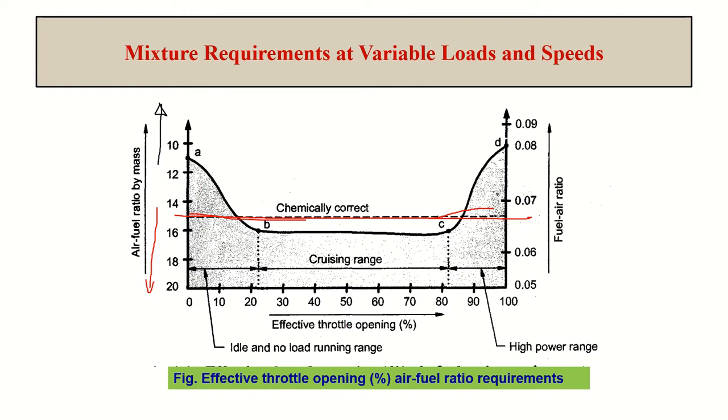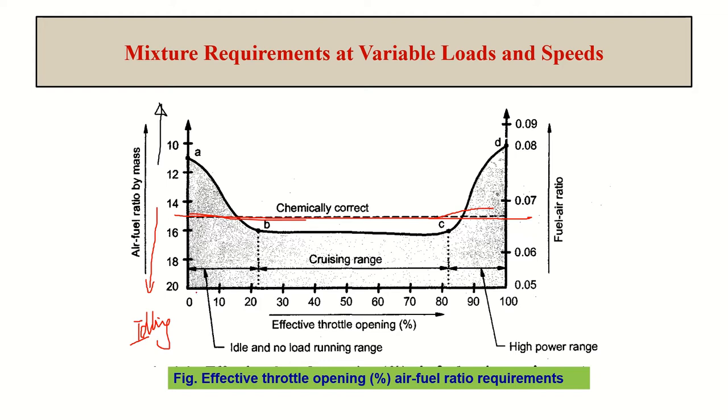Now, this is effective throttle opening. I have not opened the throttle at all, but still, have to supply the air fuel. Maybe I call it as an idling condition. During idling, I may not open the throttle at all. During idle or no load running range, it is necessary for us to supply richer mixture. You see here, around 11:1. That's the kind of richer mixture we are supplying.